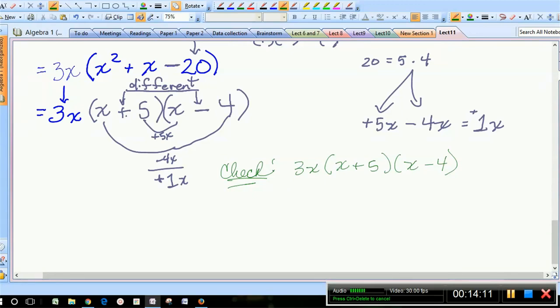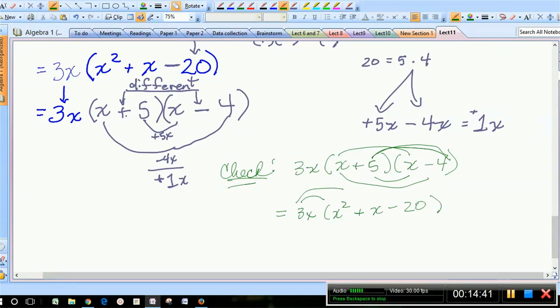Two things. You could do the 3x first, or you can do the binomials first, which is what we're going to do. So we're going to multiply that up. We're going to go backwards in the order. We're going to reverse the order we went in to get to the solution. So we have what? X squared, bring your 3x down. X squared, what? Minus 4x plus 5x, that's plus x. Then minus 20, good, we got that.